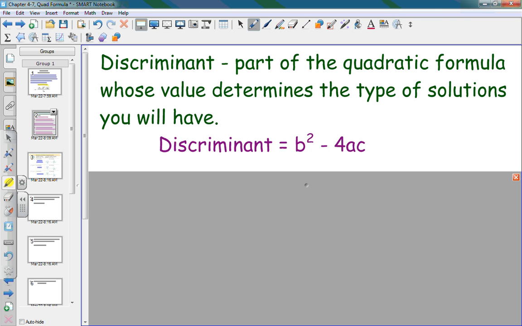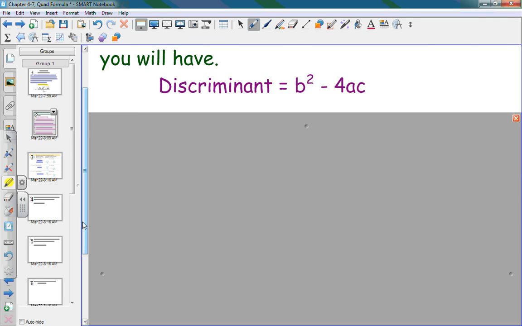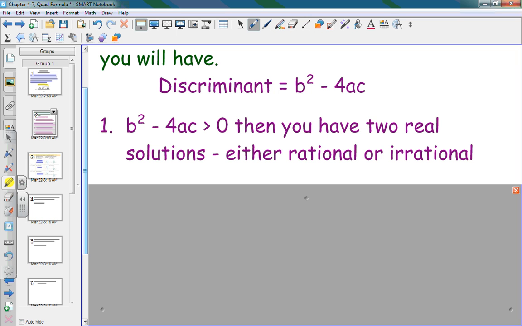And what does this part do? It determines the types of solutions you'll have. There are going to be 3 types of solutions you can have. The first one is if b squared minus 4ac is greater than 0. If it's greater than 0, then you have 2 real solutions. Those 2 real solutions are either going to be a rational number, meaning a fraction, or an irrational number, something with a square root in it. But b squared minus 4ac has to be greater than 0.